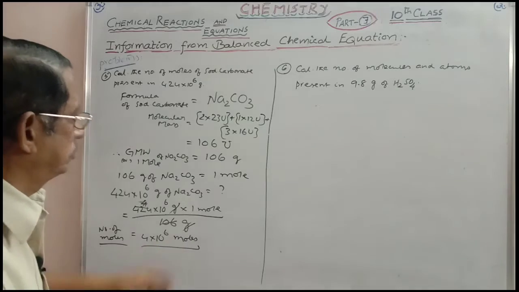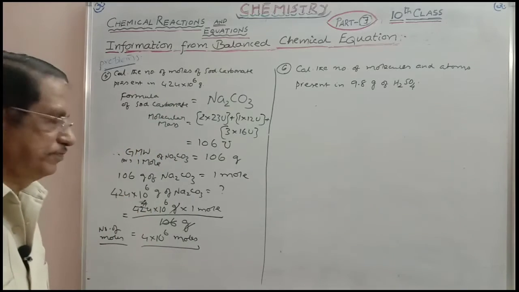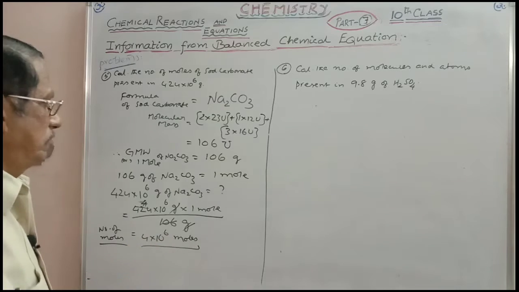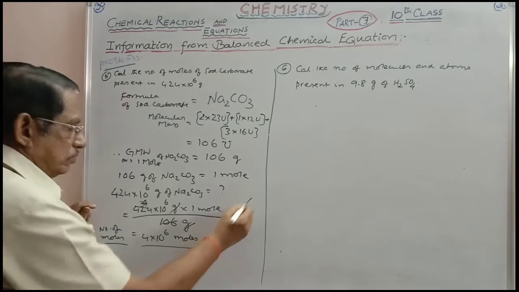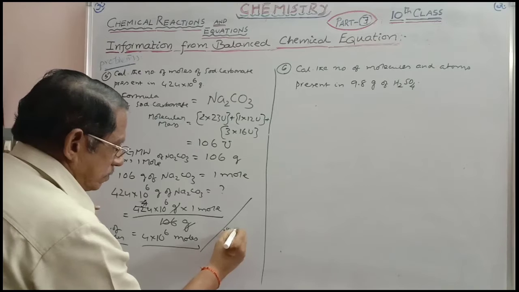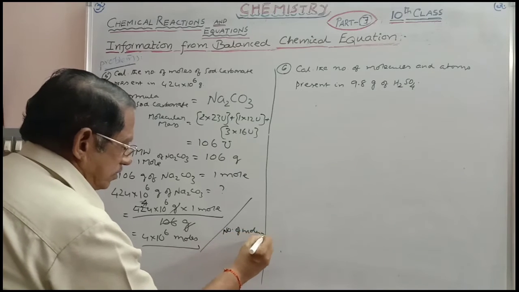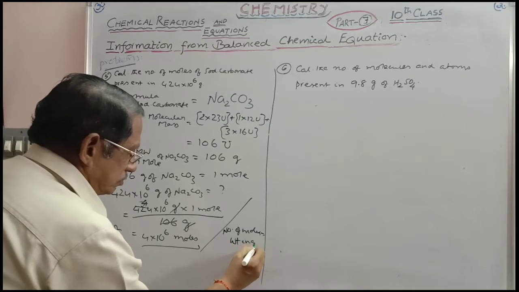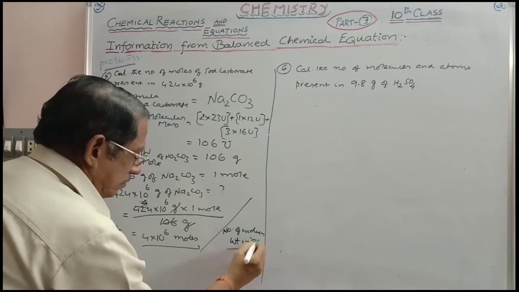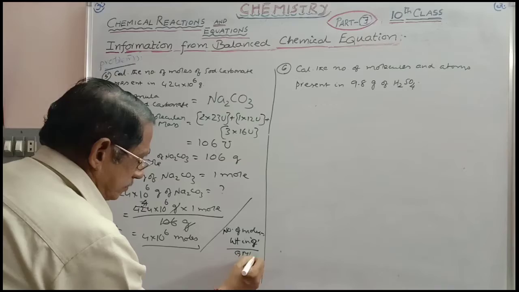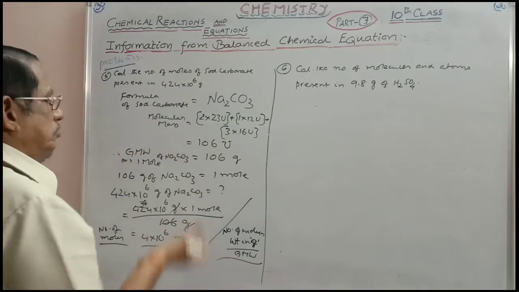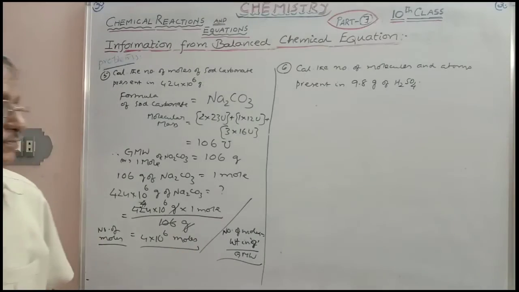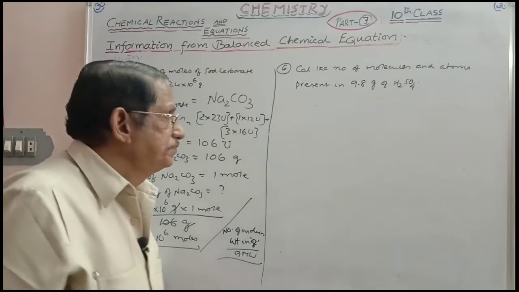This is the way you have to do the simple problems. Because number of moles is equal to weight by molecular weight. Always this formula you have to remember. Number of moles, it is a number, is equal to weight in grams by gram molecular weight. Using this relation, you can do this problem. Over. Okay, and good.